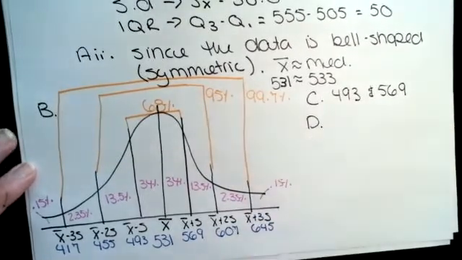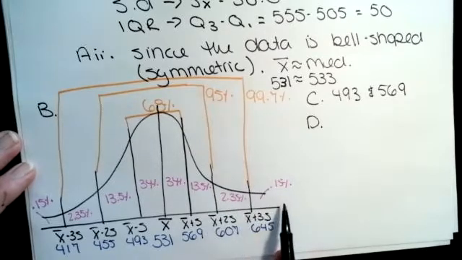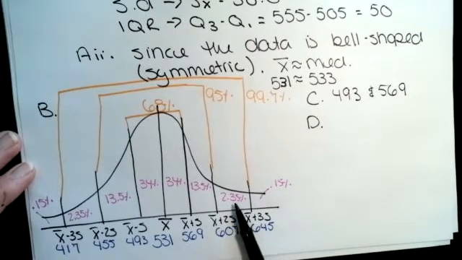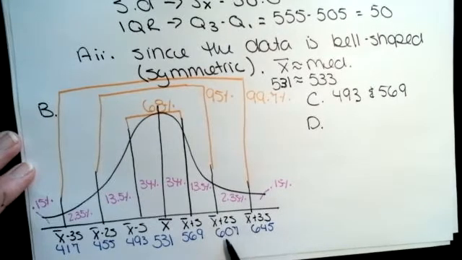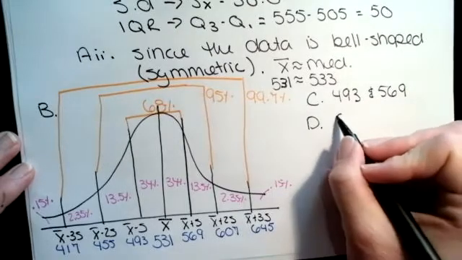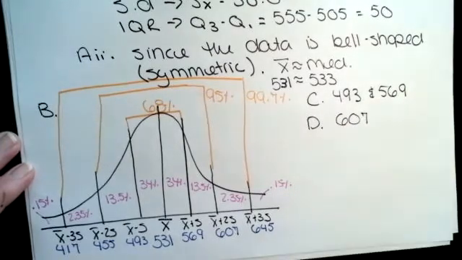Part D says that only 2.5% score above this value on the SAT. Above means to the right. It means it's greater than the mean, right? So I'm looking up here and it's 2.5%. So I'm going to start adding from right to left. 0.15 plus 2.35 gives me 2.5%, right? So then I'm going to look at this data value here. 607. I don't add the data values. It's just 607. So what this says is that 2.5% of the students scored above a 607 on the SAT.